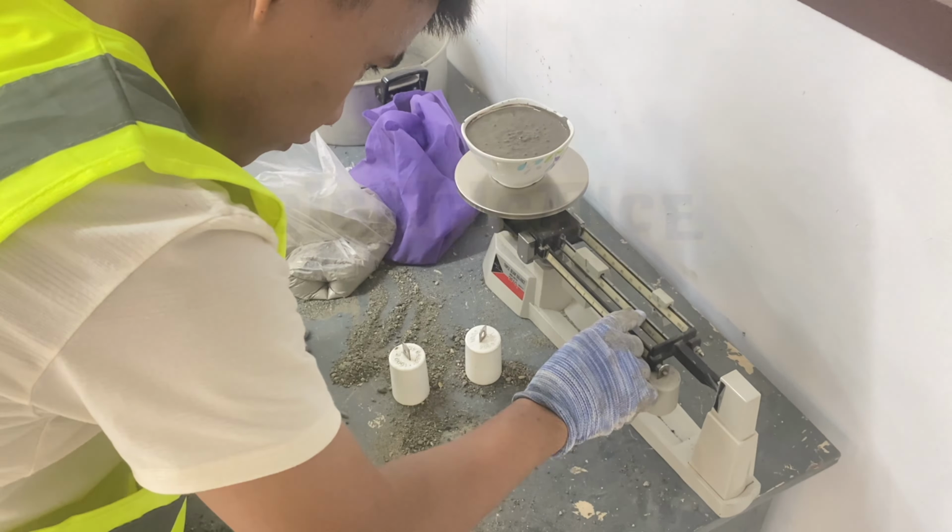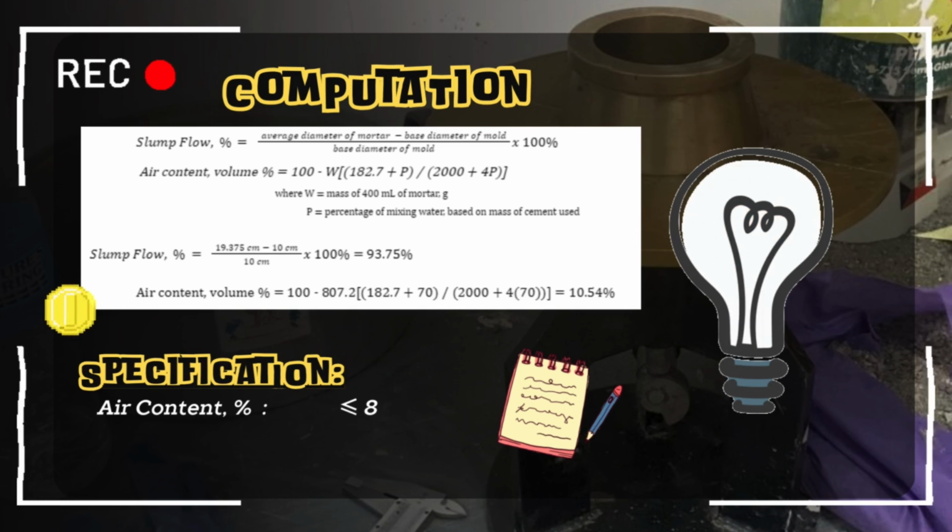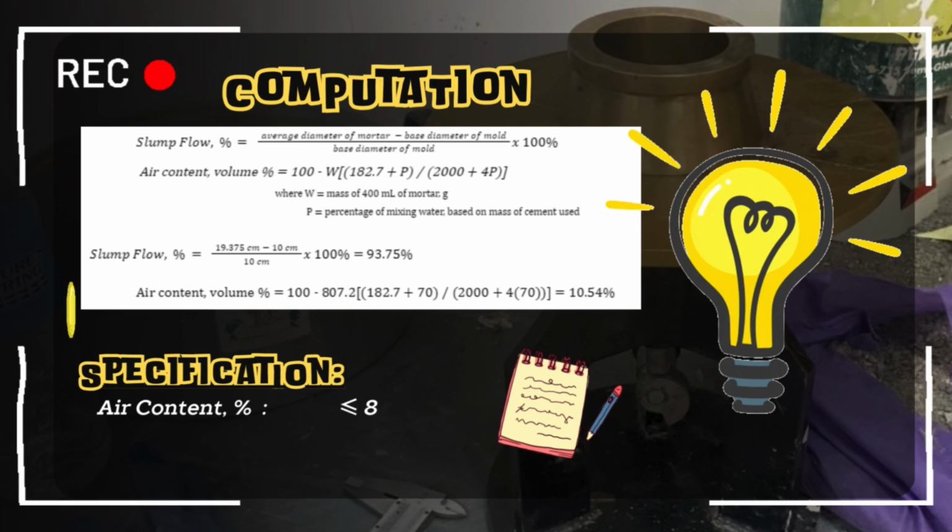For our computation, we're going to be using 2 formulas, one for the slump flow percent and the other for the air content volume percent, where we got 93.75% for the slump flow and 10.54% for the air content volume percentage.